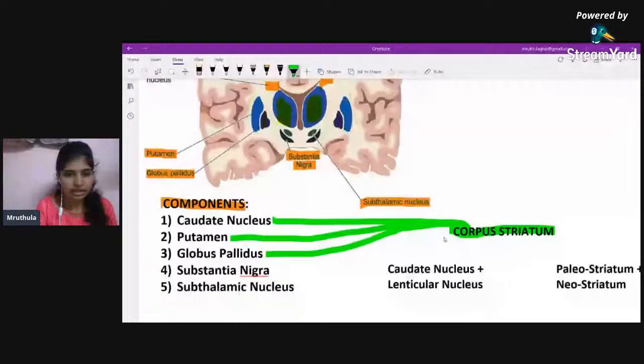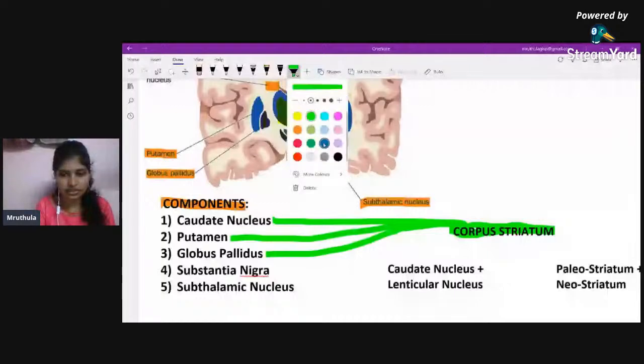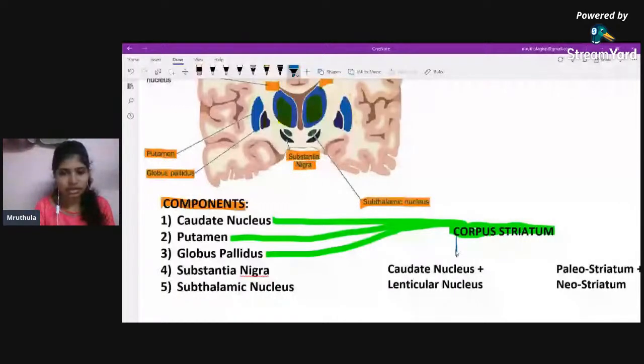Okay. Then there's another thing to know here. This corpus striatum can be classified in 3 ways. First is what we have seen now. It can be caudate nucleus plus putamen plus globus pallidus. The second classification is that it can be divided as the caudate nucleus and the lenticular nucleus. Okay, I've written it below the corpus striatum, right? So it can be divided into caudate nucleus and lenticular nucleus.